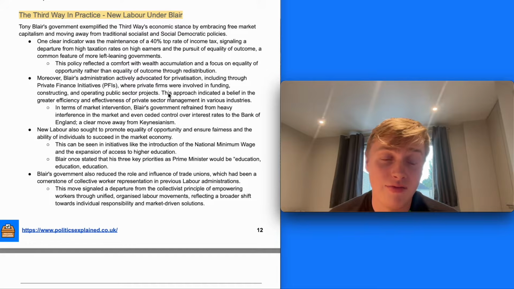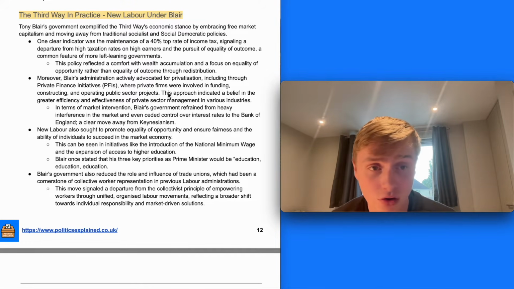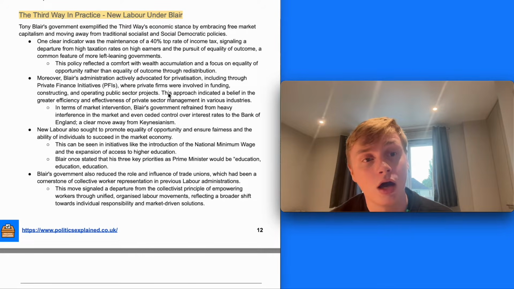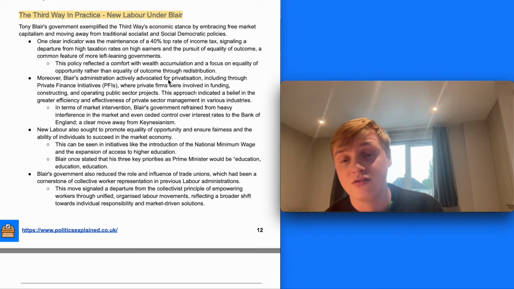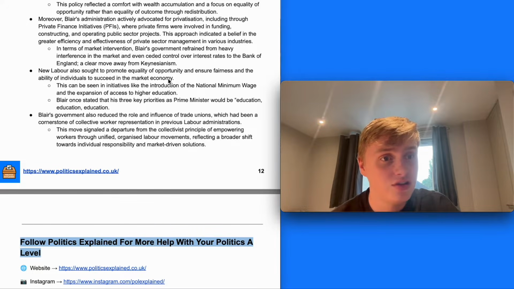They strongly advocated for privatization, so a key move away from nationalization and workers' control, as seen through private finance initiatives. And they really moved away from heavy interference in the market as well, so a move away from Keynesianism. They sought to promote equality of opportunity and fairness.